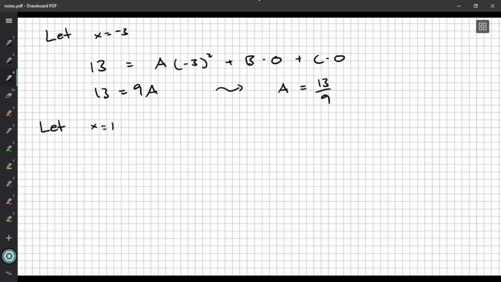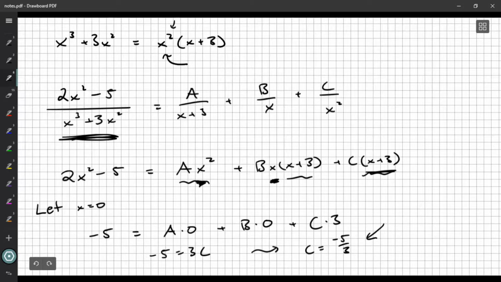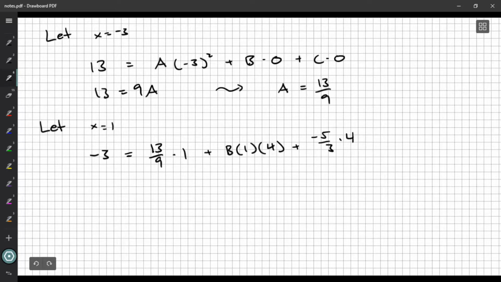So 2 times 1² minus 5 is −3. We'll have A, which is 13/9, times 1². B times x is 1, times (x + 3) is 4. And then we'll have C, which we said was −5/3, and times (x + 3), but in this case x is 1, so times 4. So let's do a little bit of cleanup.